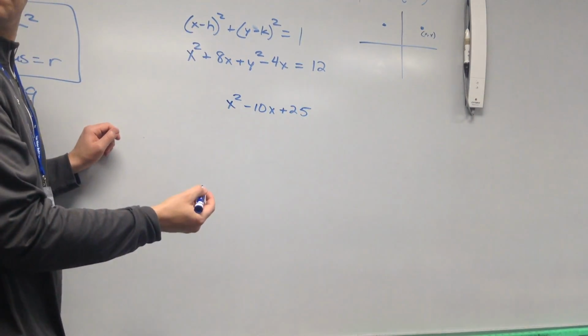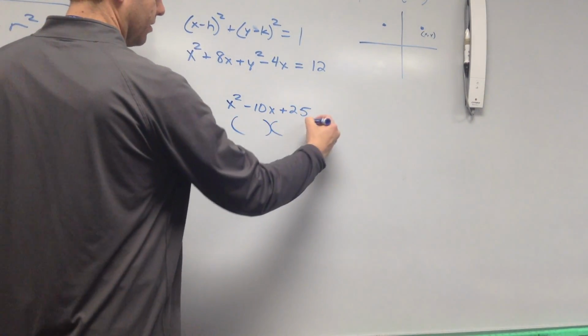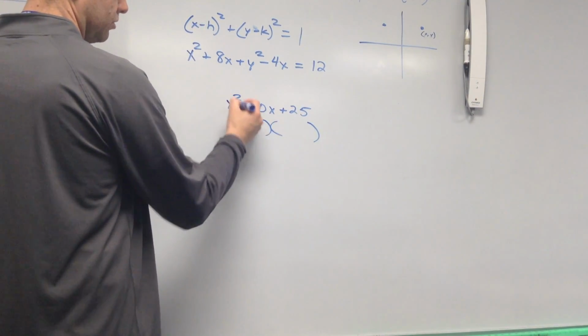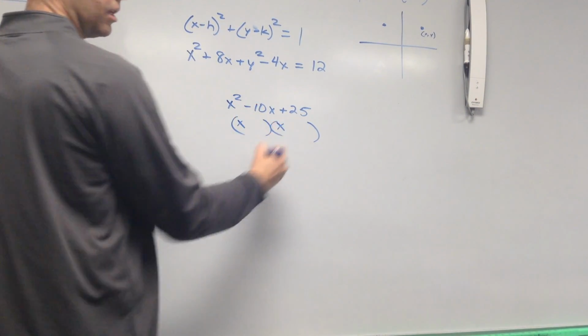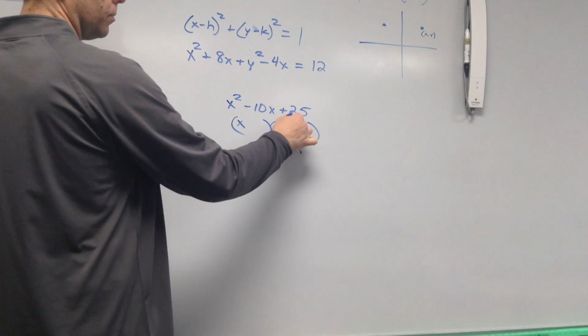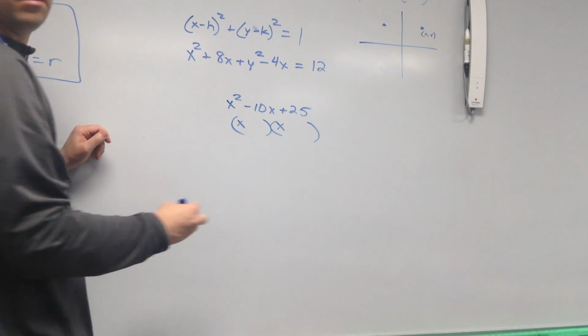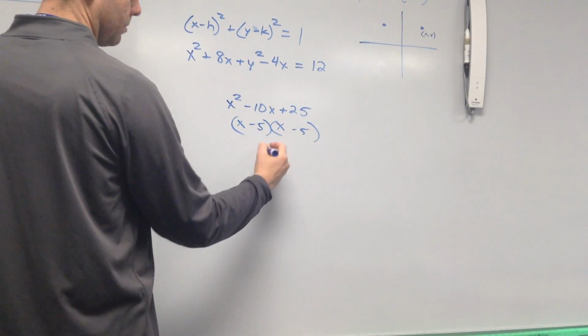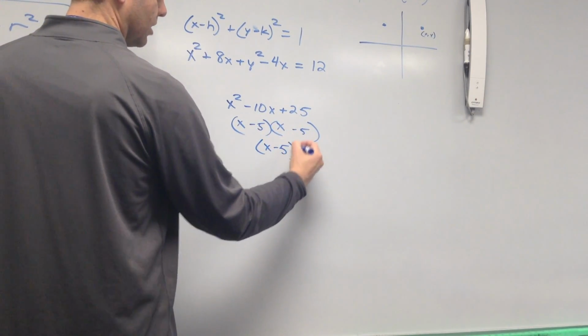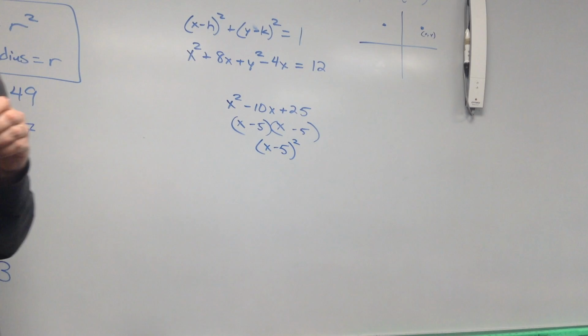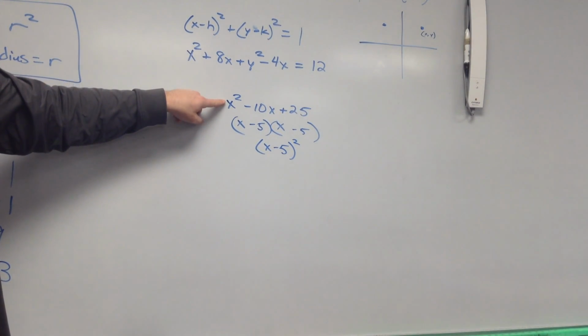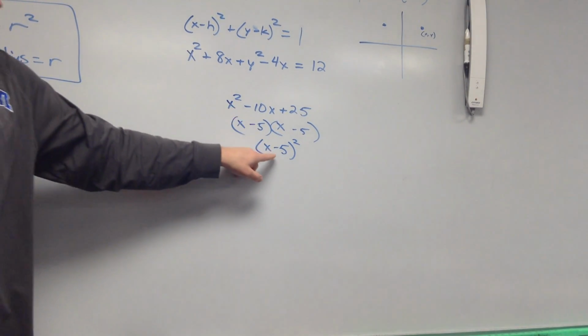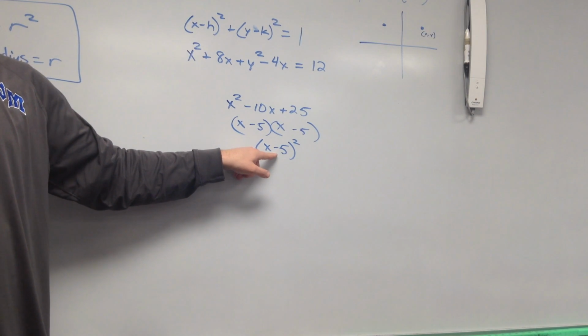Okay? This is a perfect square because if I were to factor this, what times what gives me x squared? x times x. And what two numbers multiply to 25 and add to negative 10? Negative 5 and negative 5. So (x − 5)(x − 5) is the same thing as (x − 5)². Okay? So this is a perfect square. This can be rewritten as (x − 5) quantity squared.